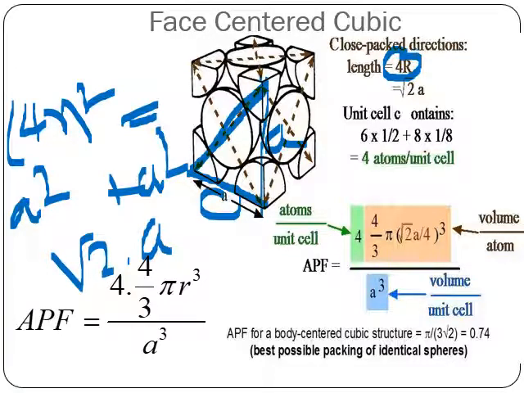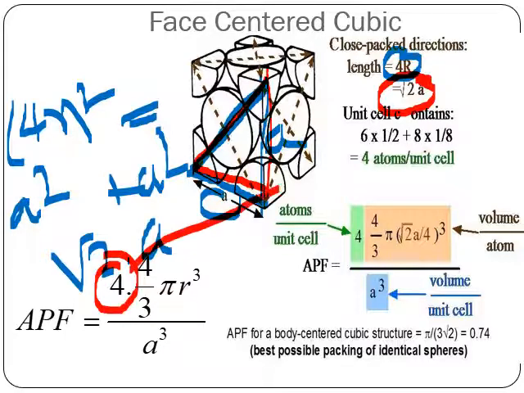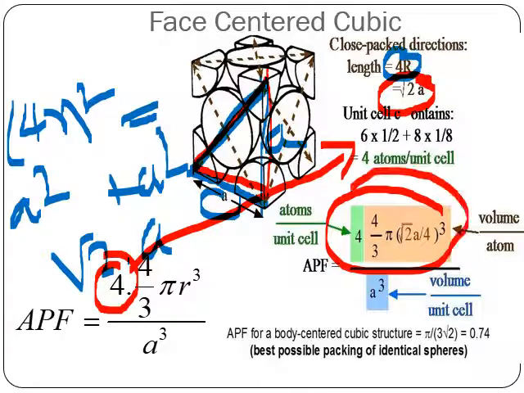Taking the square root, it will be root 2 into a. That is what we have written here, root 2a. Just consider this right angle triangle: a square plus a square will be equal to 4r whole square, so 4r will be equal to root 2a. Either you can express r in terms of a or a in terms of r. Next, how we got the 4: already I have told you, it is 6 into 1 by 2 plus 8 into 1 by 8. So substitute here, the same thing.